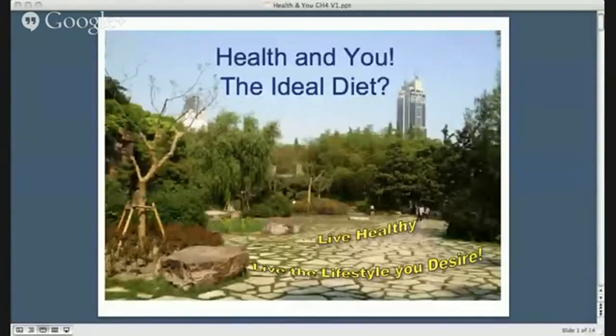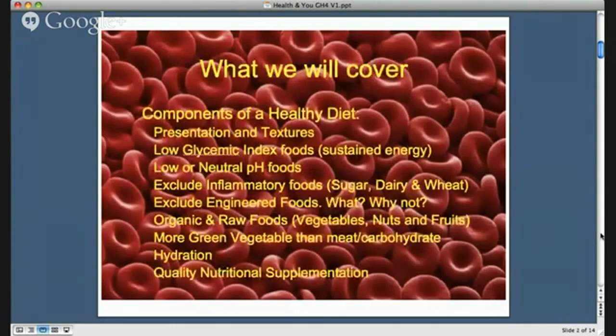I've got a fair bit, actually, of information that I wanted to share with you today, so it'll be fairly quick, I guess, fairly shallow in content. So let's get going. The context of today is the components of the ideal healthy diet. So presentation and texture, low glycemic index, pH low and neutral, excluding inflammatory foods, excluding engineered foods, and we'll cover what that is and how I define that. Organic and raw foods, green foods, more vegetable than meat and carbs, and hydration, as well as quality nutritional supplementation.